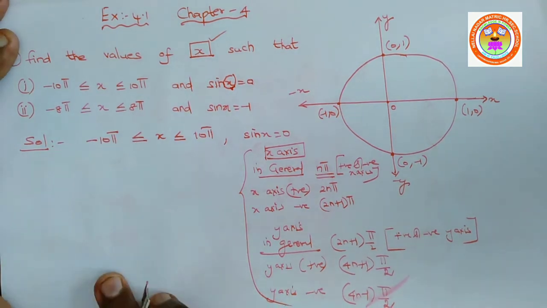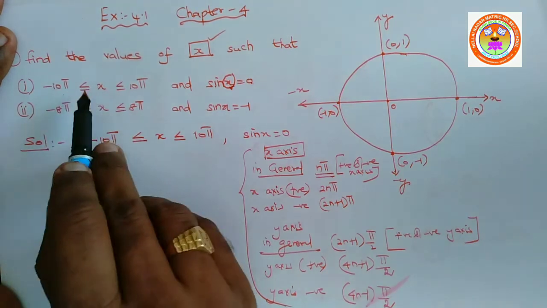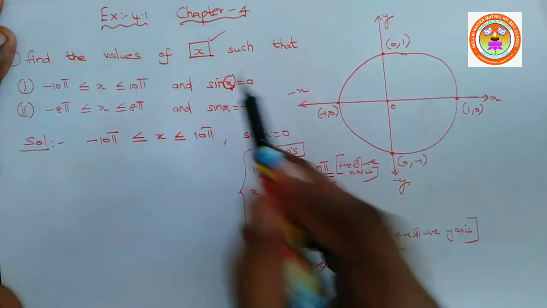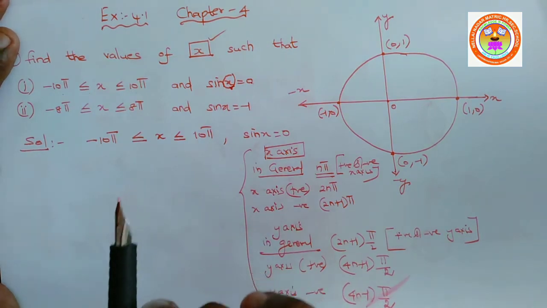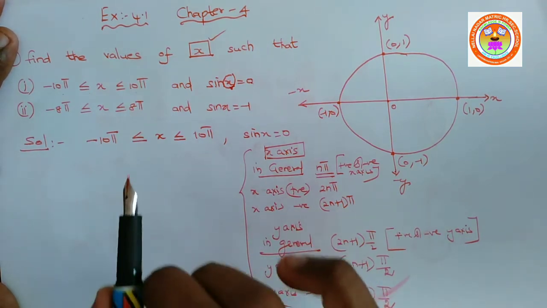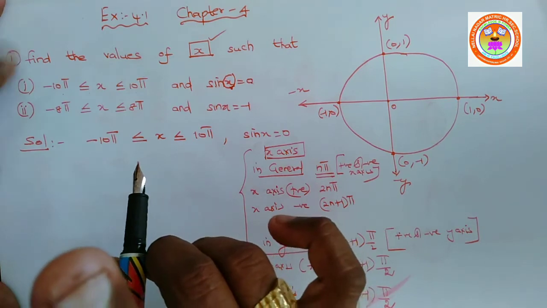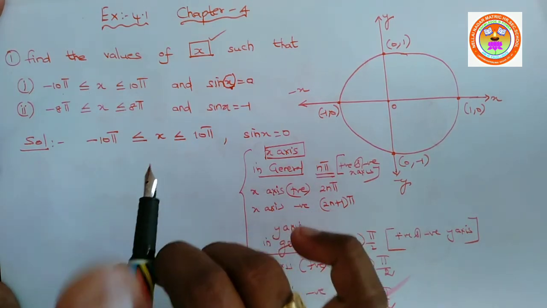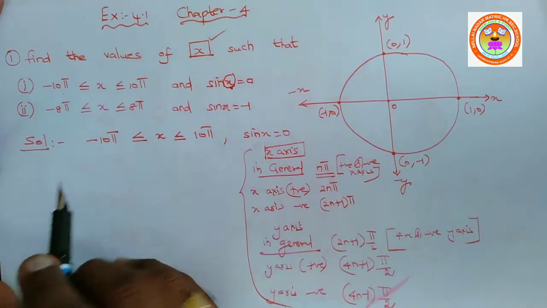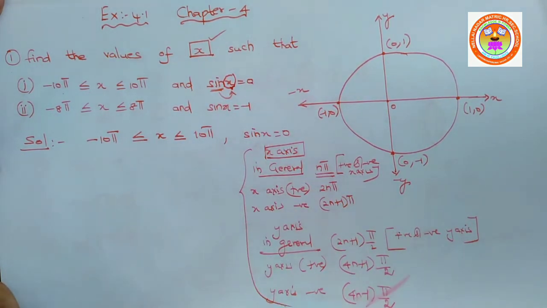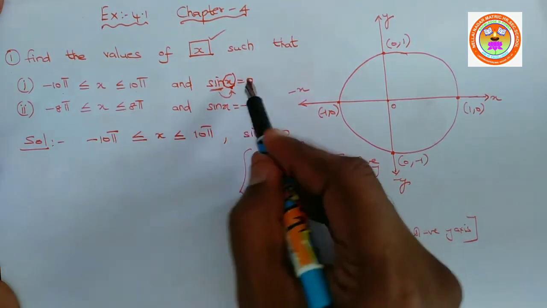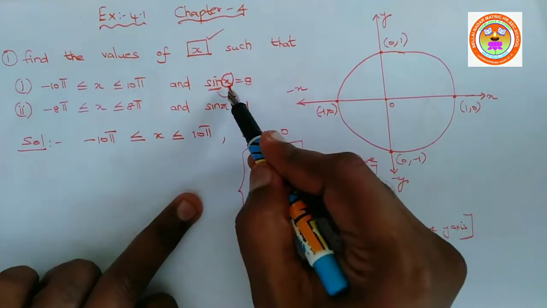The first sum is going to be: see here, minus 10 pi less than or equal to x less than or equal to 10 pi, sin x is equal to 0. One thing I will always say: sine is followed by angle. Sine inverse is followed by value. This you must know. Sine is followed by angle, and sine inverse is followed by value. So this is value, this is angle.